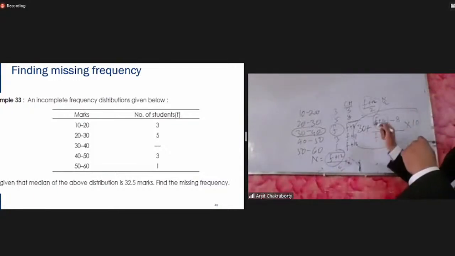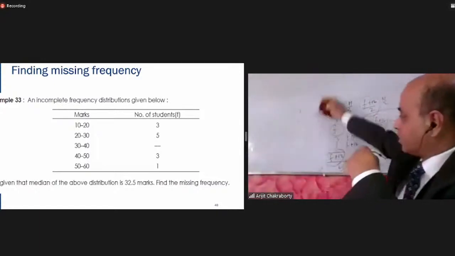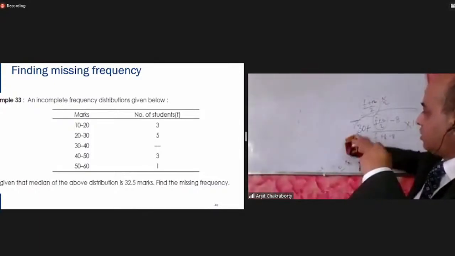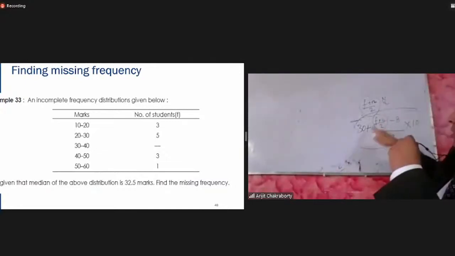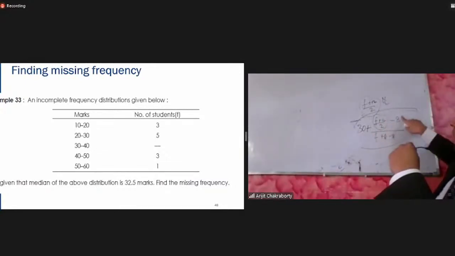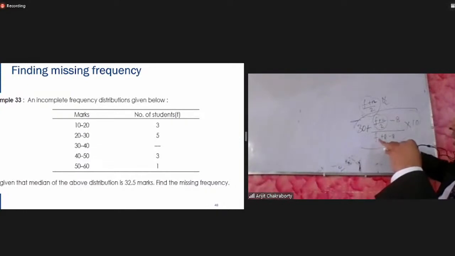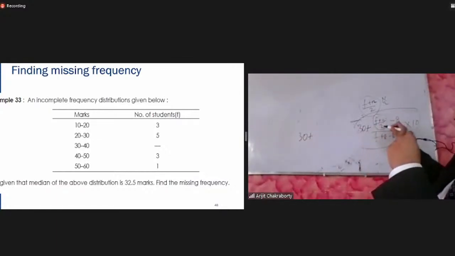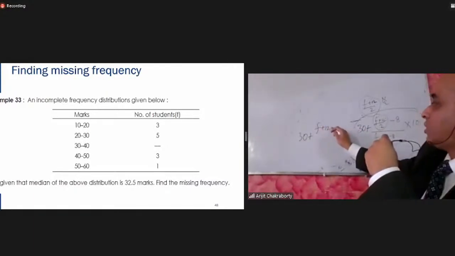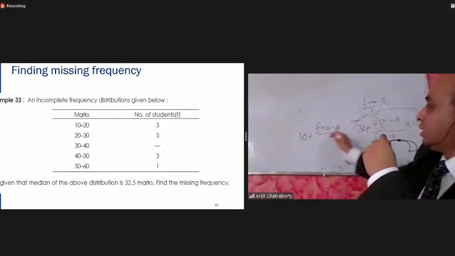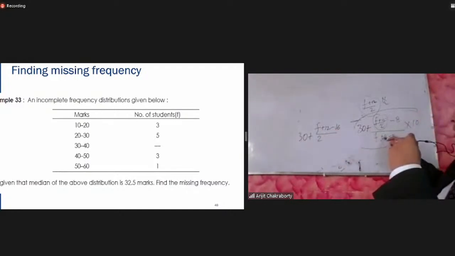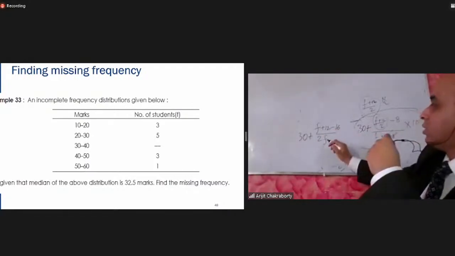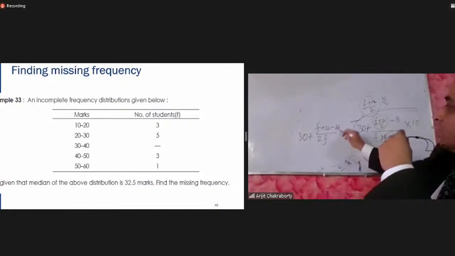I'm just rubbing this portion out now because we have completed using it. Now we are getting 30 plus ((f plus 12) by 2 minus 8) in the numerator, divided by (f plus 8 minus 8), into 10. So the numerator is (f plus 12) minus 16, by 2, which remains f minus 4 by 2. Here the 8 and 8 cancel. In the denominator, it is f multiplied by 10.